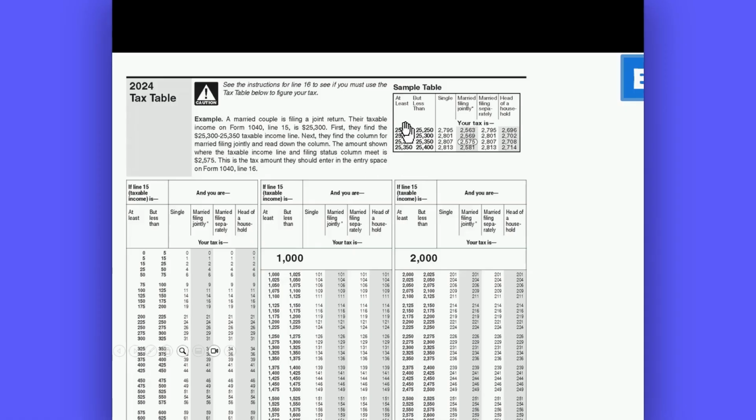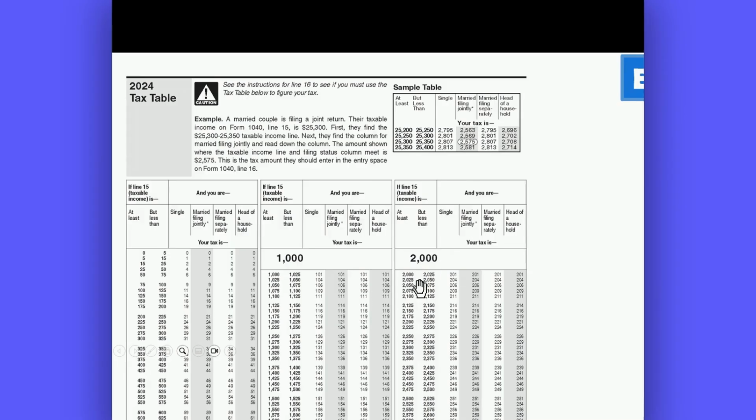So you're just going to go to the chart. You can say at least this much. So at least $25,300, but less than $25,350. The people are married filing jointly. Therefore, the amount of their tax is $2,575. That's the way you use the chart.